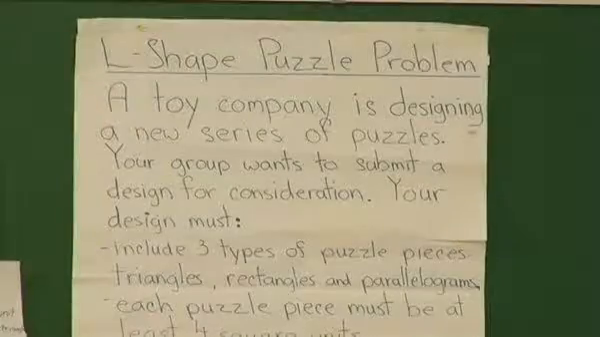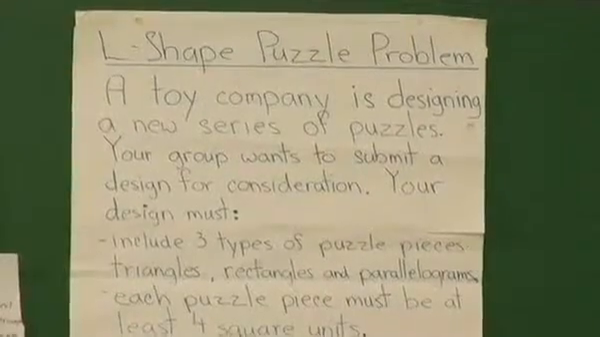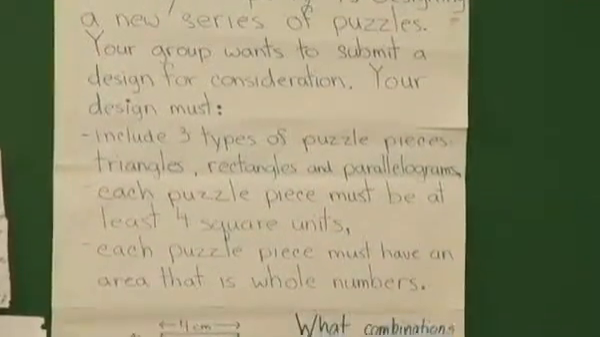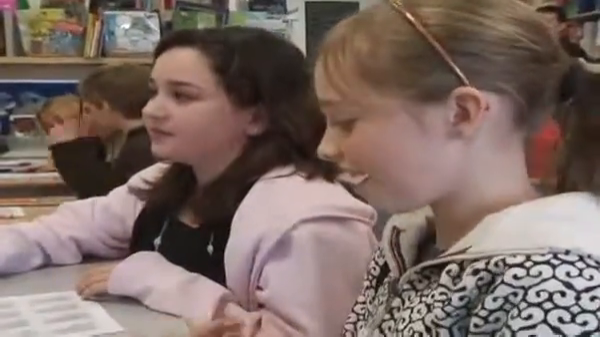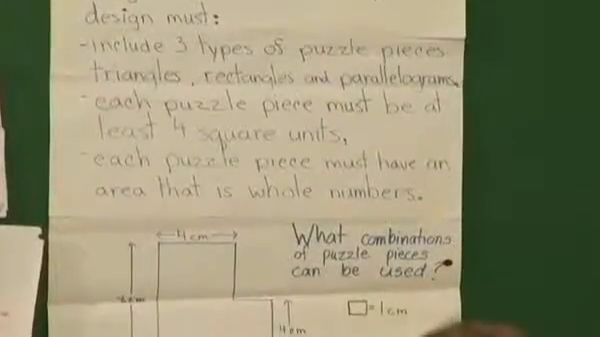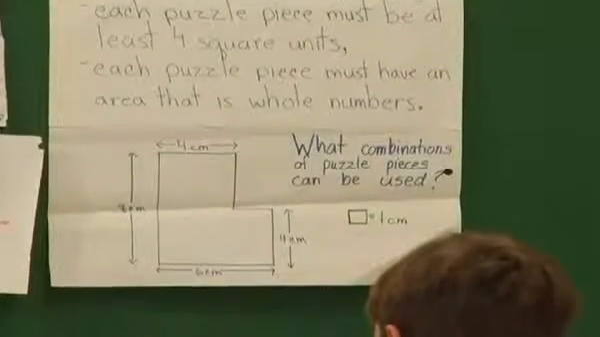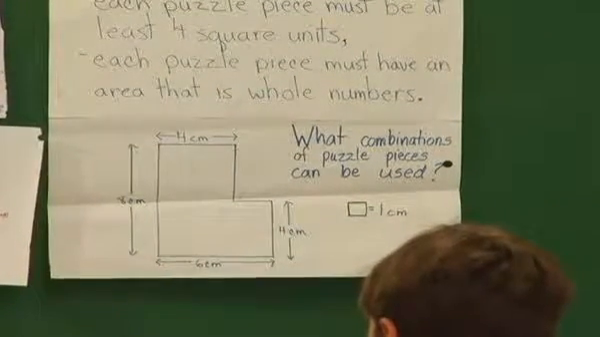Turn to your elbow partner and discuss what is the criteria of this problem. What needs to be done? So we have to design a puzzle. Yeah, and it has to have 3 different types. Include 3 types of puzzle pieces, which could be like a rectangle, a triangle, or like a parallelogram. Yeah, and it also says it has to be at least 4 square units per piece. And you have to have like a whole unit or centimeter square box. Yeah, it has to be whole numbers. It can't be half.